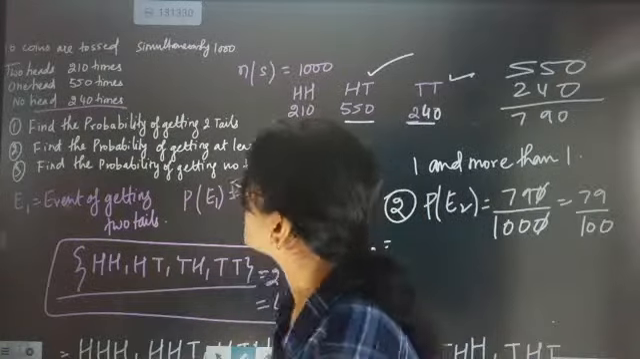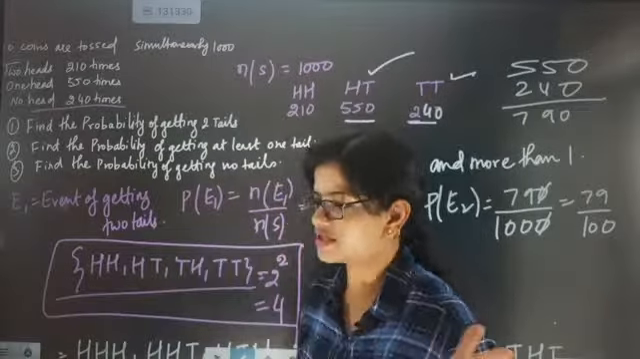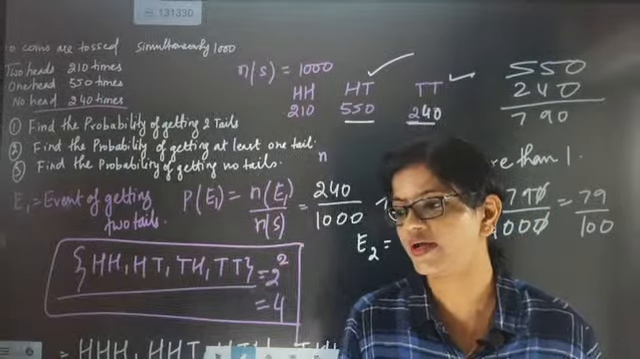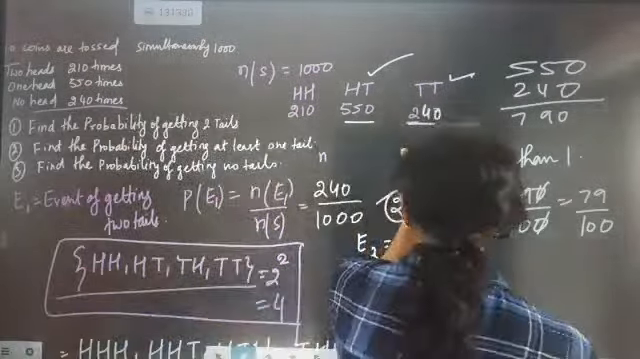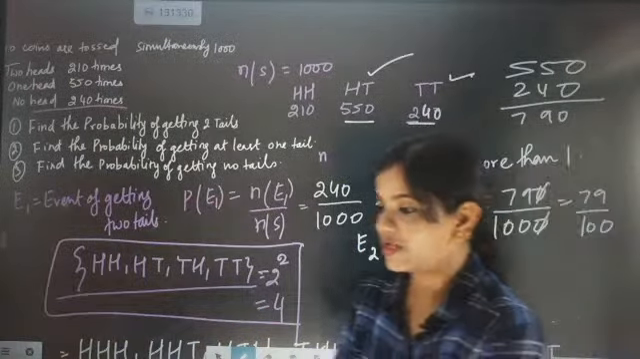Now the next question is, what is the probability of getting no tails? No tails means you are not going to get any tail. Probability of getting no tail.